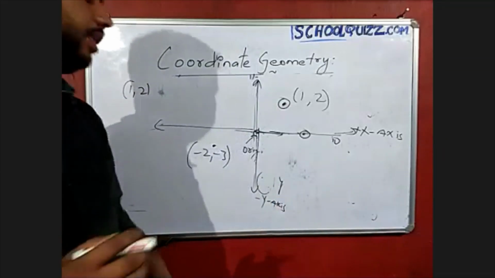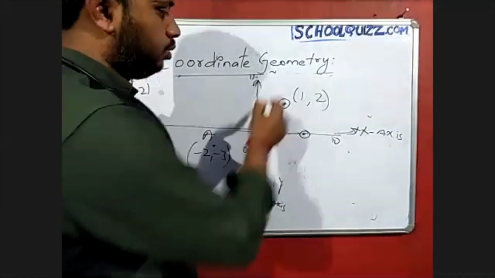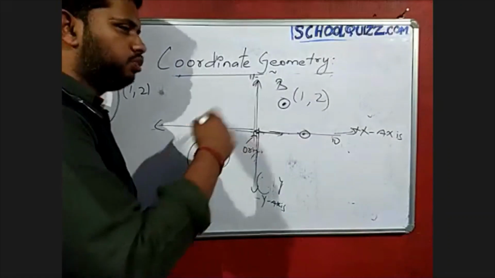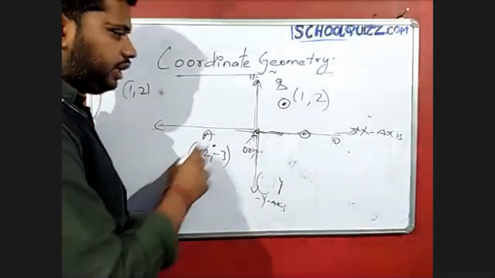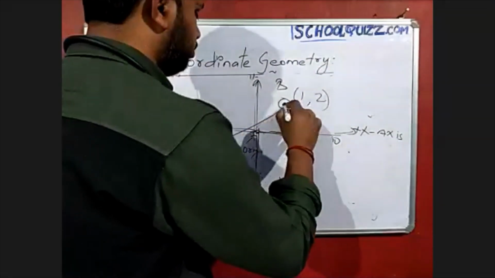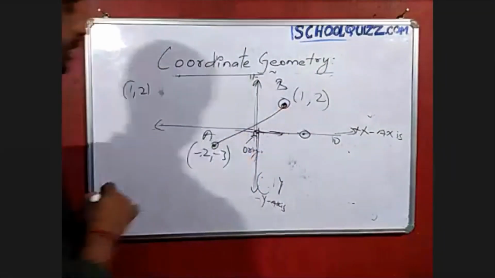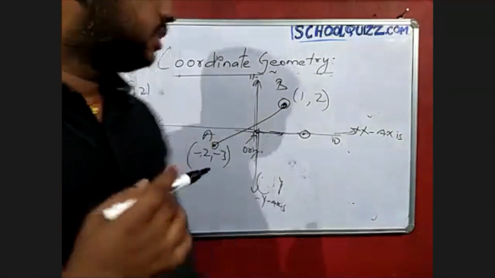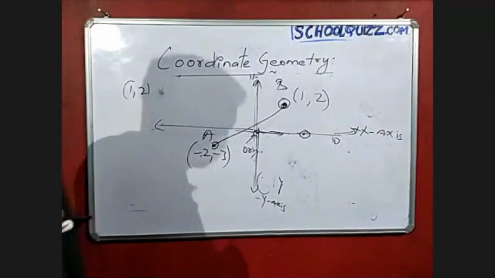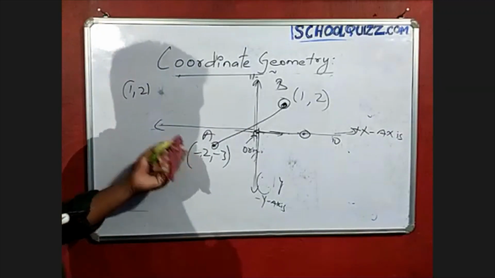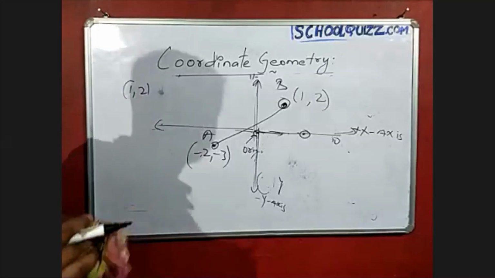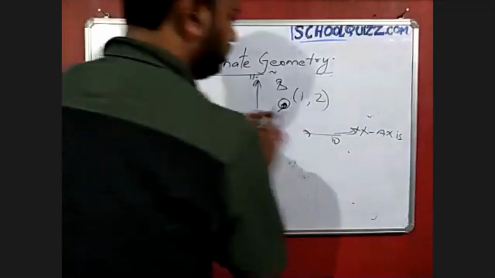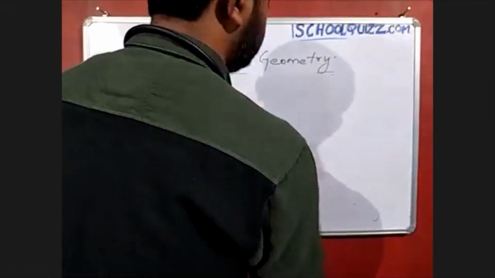Suppose point A is some friend's home, and point B is another friend's home. Suppose you want to find the distance between these two friends' homes, from point A to B. What is the distance between these two? Then a formula will come, based on which we can identify exactly what the distance between A and B is. So these things we need to keep in mind. Now let's check the formula and what things are needed.